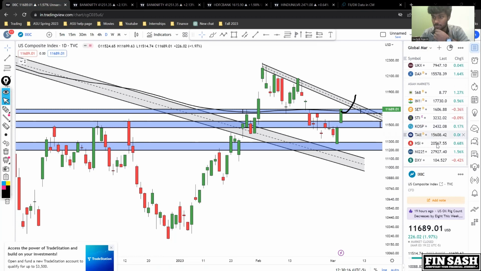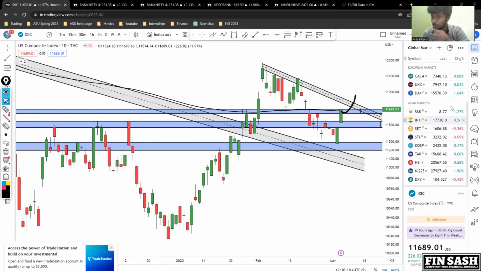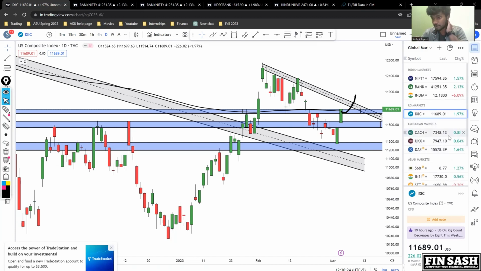If we see the other markets, Singapore Nifty has been positive. All the global cues are pretty positive. The European markets are 0.88% up. So yeah, the global cues are pretty positive. Now let's move on to our market.